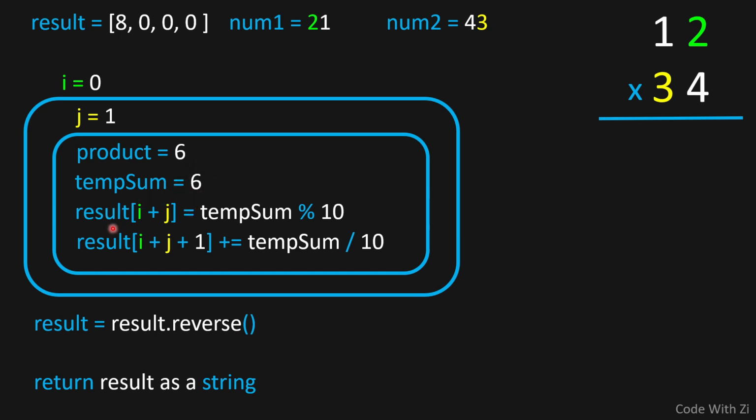Then again, we're going to say the position of i plus j, meaning 0 plus 1, which is going to give us this index, and it's going to be pointing to this position here, should be equal to temp sum, which is 6 mod 10, and this is going to give us 6. And we're going to add it here.